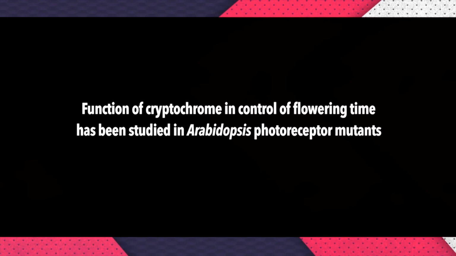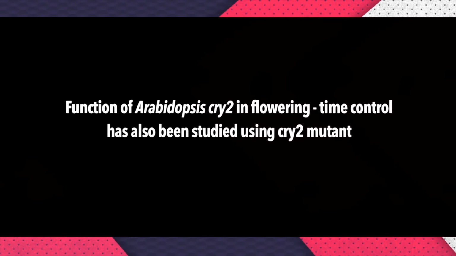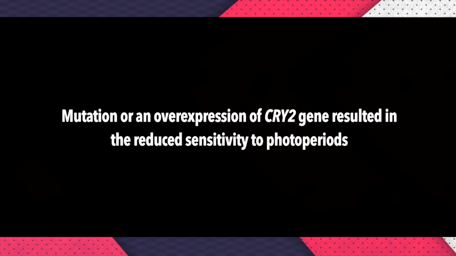The function of cryptochrome in the flowering time has been studied in Arabidopsis photoreceptor mutants. The role of Arabidopsis Cry1 in promoting floral initiation has been demonstrated by studies showing Cry1 mutants flowered later than the wild type in various light conditions. The function of Arabidopsis Cry2 in flowering time control has also been studied using the Cry2 mutant. The Cry2 mutant flowers later than the wild type in long day but not in short day, whereas transgenic plants overexpressing Cry2 flowered slightly early in short day but not in a long day. Therefore, either a mutation or an overexpression of the Cry2 gene resulted in the reduced sensitivity to photoperiods.